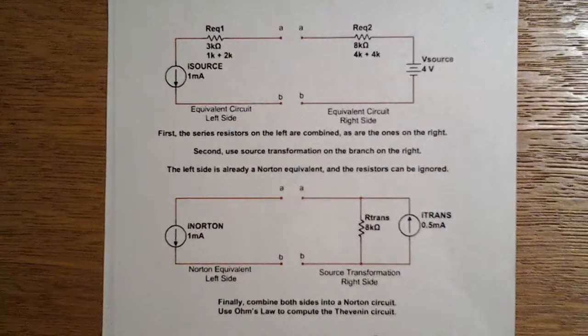The left half already has a current source. On the left half, since the resistor is in series, it has no effect because the current will always be 1 milliamp. So we choose to remove it. Now we have the two circuits, current sources, and resistance simplified.